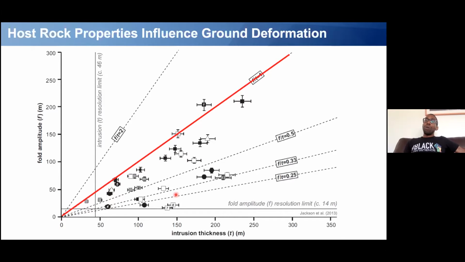So these are sills which should really produce quite a lot of ground deformation, but they're not. And one reason we think that is because, like I said earlier on, they're being emplaced into a host rock which is able to deform in other ways. We can have fluidization, we can have porosity collapse as well.